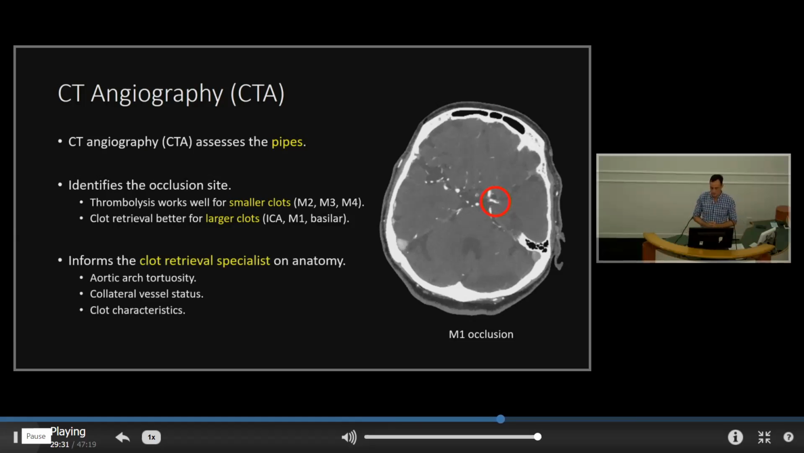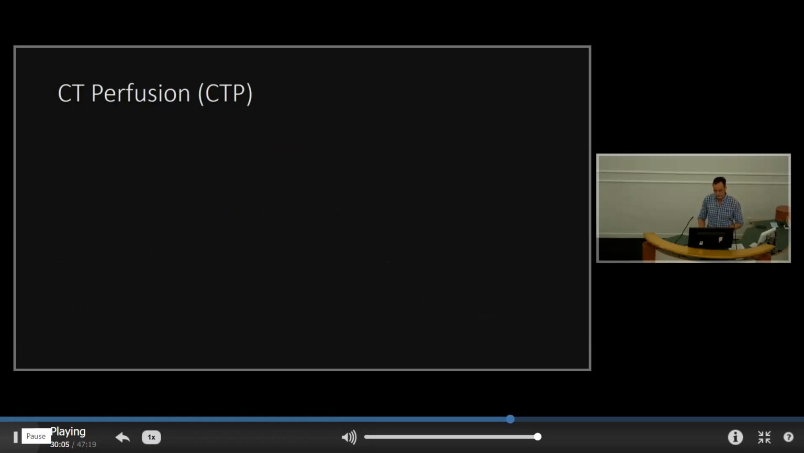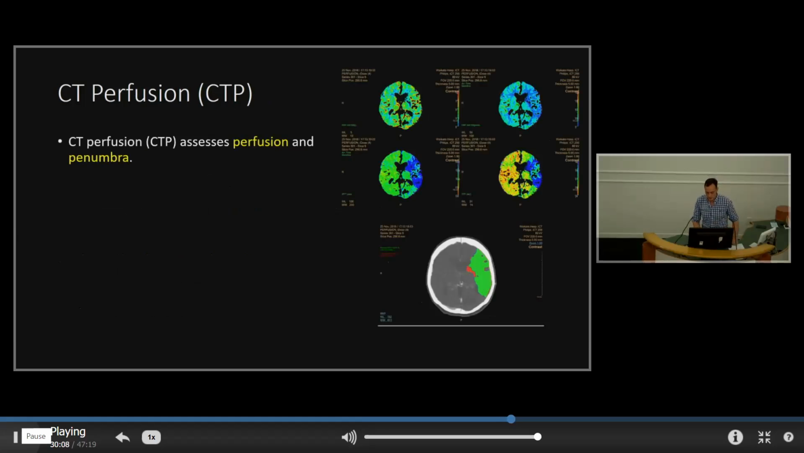CTA also gives the clot retrieval specialist a number of other variables that are important. It's a procedure, of course, and they have to get up to the clot intraarterially, and so they need to know what the aortic arch looks like. We need to know how the collateral vessels are looking, because when you have a stroke, other vessels can sort of feed that penumbra for a period of time. How are they doing? How much time do we have? And the characteristics of the clot. Some clots are actually more difficult than others to retrieve based on the constituency of the clot and the age of the clot.